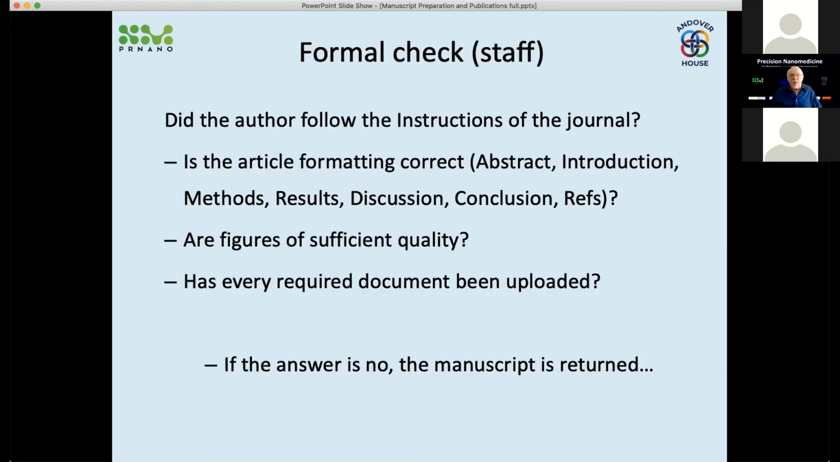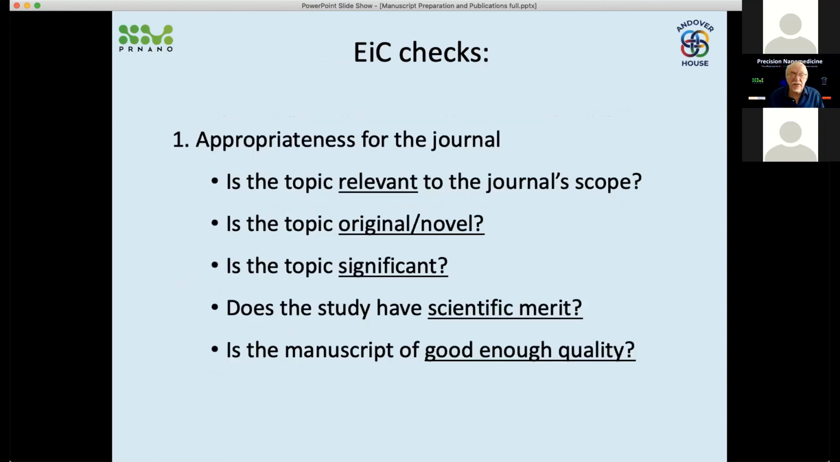So staff does the formal check. Did it follow the instructions of the journal? Is the formatting correct? It contains the required subtitles, abstract, introductions. These are specific instructions that are usually described in the journal. And the figures are of sufficient quality. Every document has been uploaded, and there is no manuscript return.